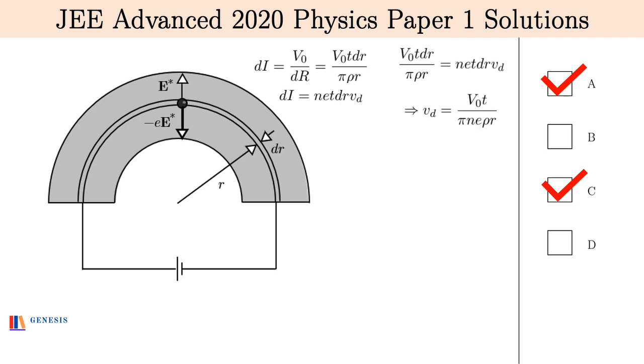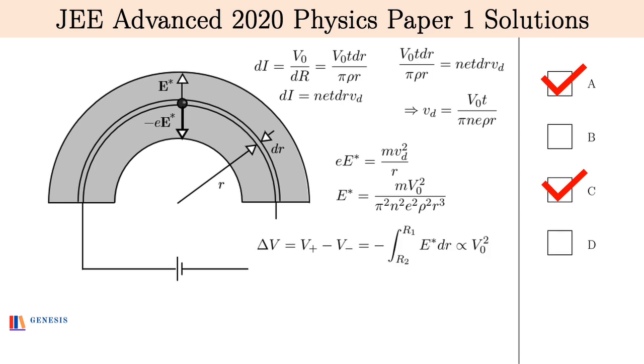Now, this gives us a beautiful result that the drift speed is changing with distance. Personally, I feel that this is what JEE should have asked in one of the parts. Anyways, pushing forward, the electric field E star provides the required centripetal force for the electron, and we have e into E star is equal to m vd square by r. Substituting the value of vd, we get this expression for E star, and therefore the transverse potential difference will be the integral of this electric field from the distance r2 to r1.